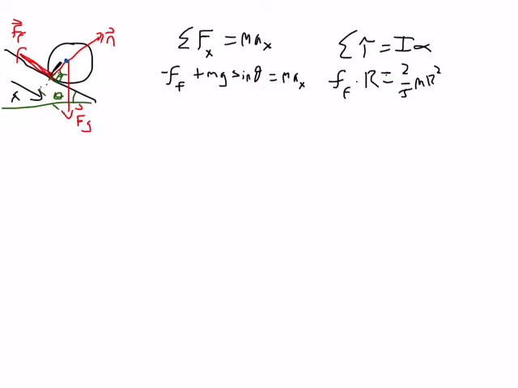And now here's where we can use the fact that it rolls without slipping. Since it rolls without slipping, alpha is a_x over R, right? That's the no slip constraint. So we can cancel all these R's out. And we find that the force of friction is 2/5 m a_x, or m a, oops, I should not write that as a subscript.